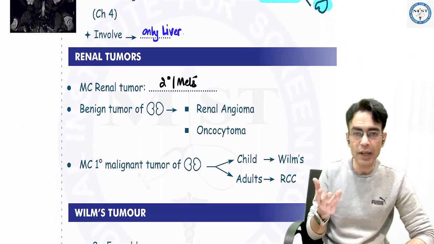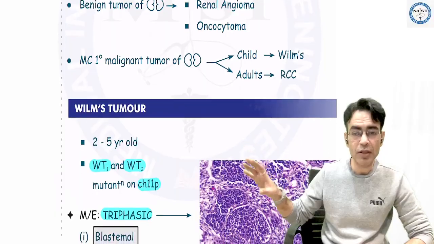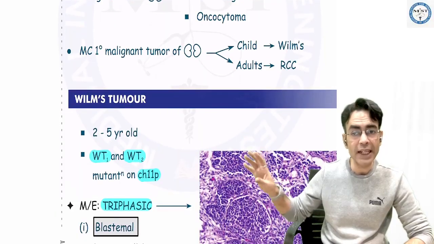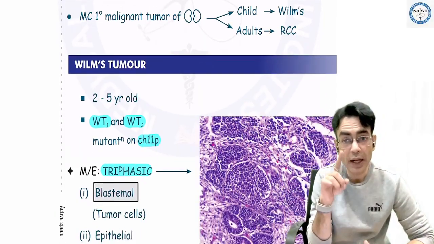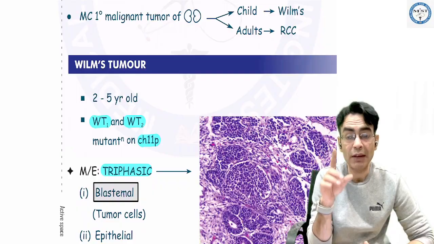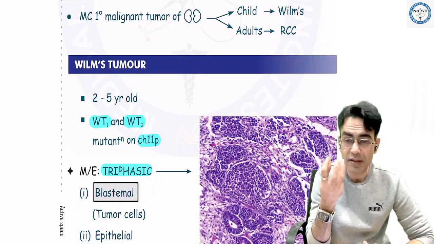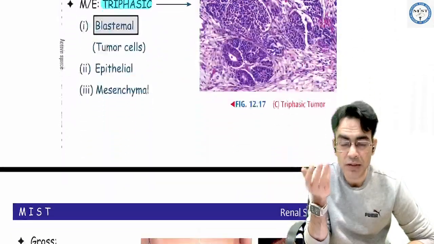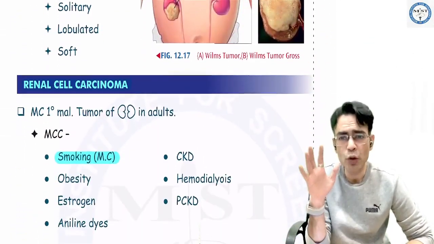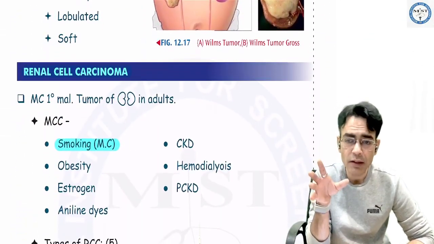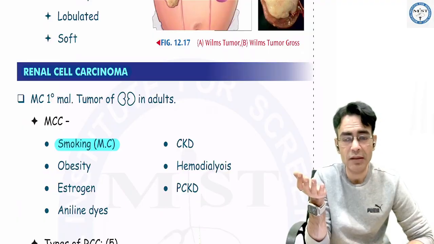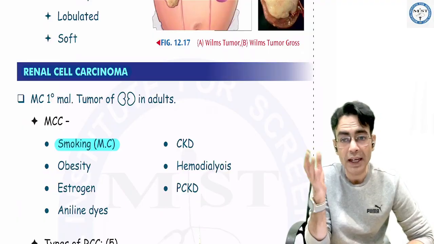Renal tumors, most common is secondary. You have to talk about Wilms, the most common primary malignant tumor of kidney in child. Wilms tumor, WT1 and WT2 gene on chromosome 11p. अपन ने पैथो में याद किया था छोटू, and it's a triphasic tumor where the tumor cells are called blastemal components. ठीक है. RCC, most common cause is smoking. This is the most common primary malignant cancer of kidney in adults.